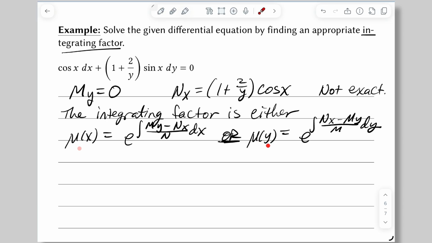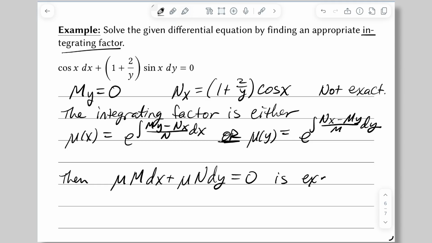Sometimes they both will work. You could take your pick. Sometimes one turns out to work and one doesn't work. You just have to form one of these and see if it works. And if it doesn't, you form the other one. If it doesn't work at that point, then we're barking up the wrong tree, and this isn't our technique. Once we have the integrating factor, we multiply the equation by the integrating factor, and the equation mu times M dx plus mu times N dy, using whichever one worked, equals 0 is an exact equation.